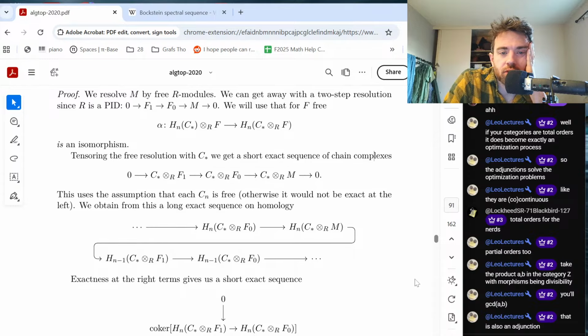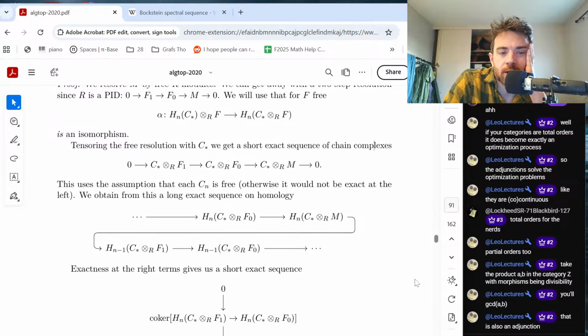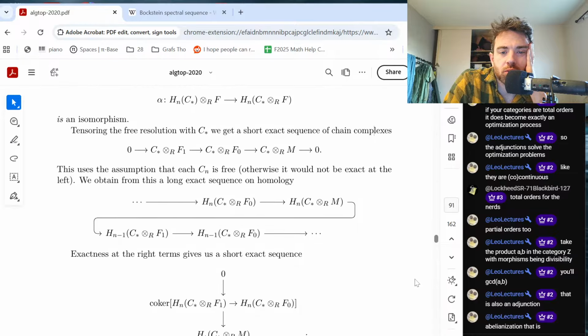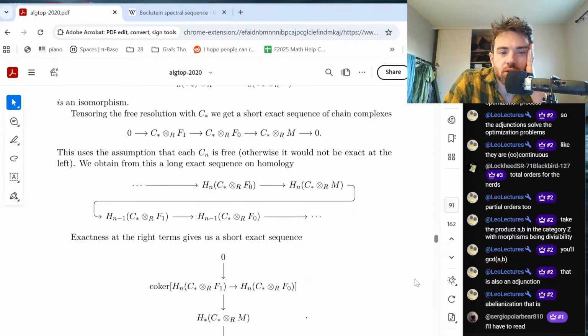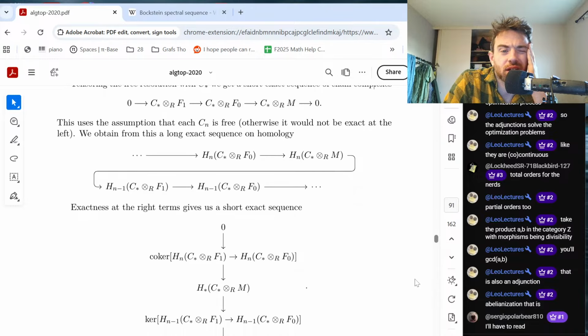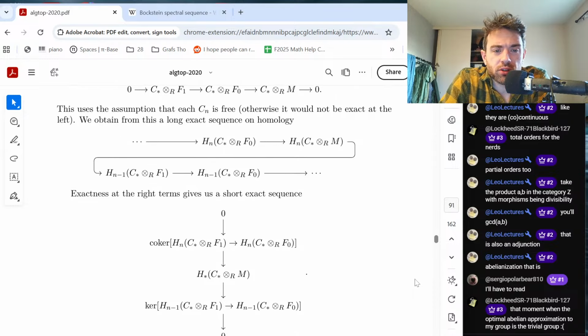Oh, and we use that if F is free, then this is an isomorphism. Tensoring the free resolution, we should get a short exact sequence of chain complexes. This uses the assumption that each Cn is free, and this induces a long exact sequence here.